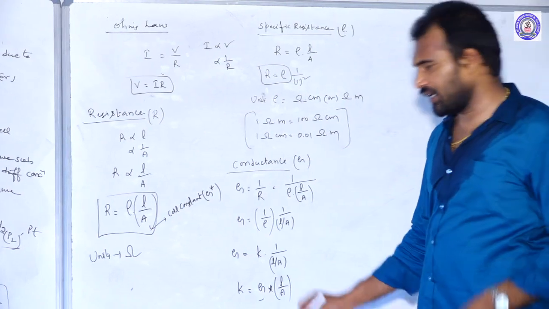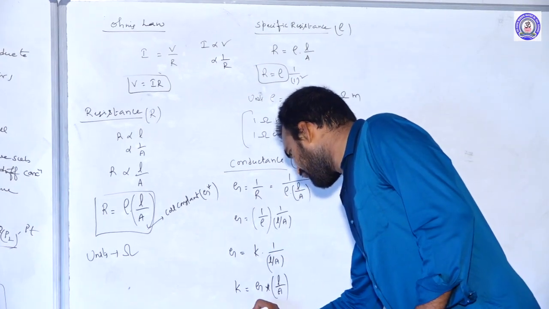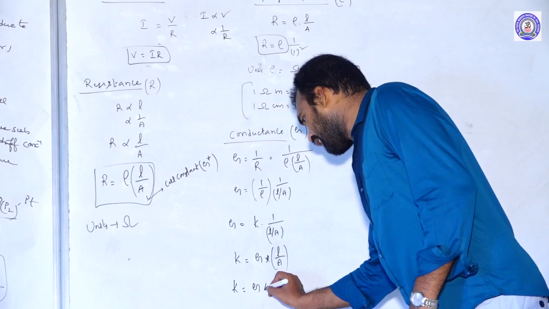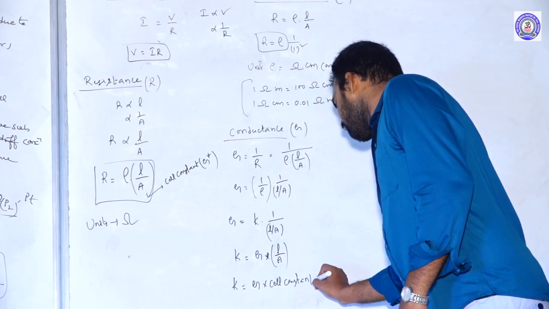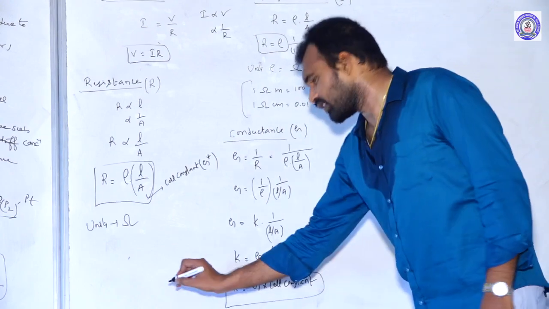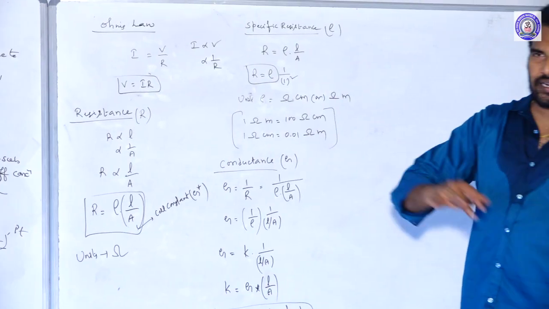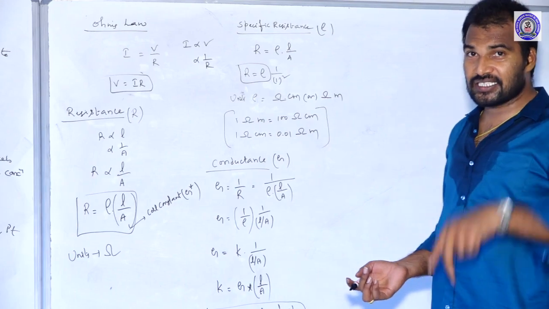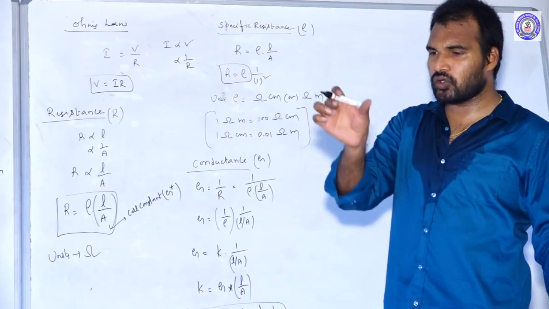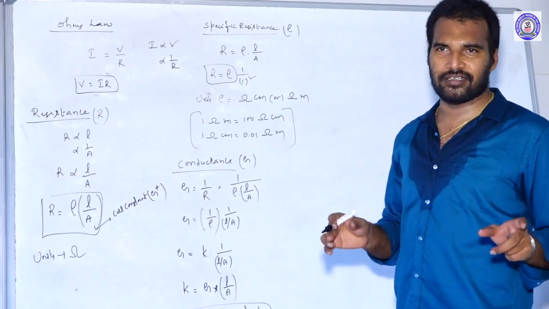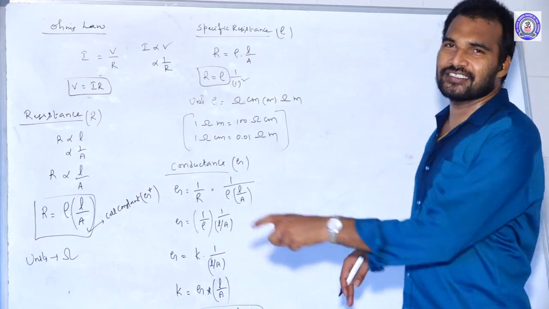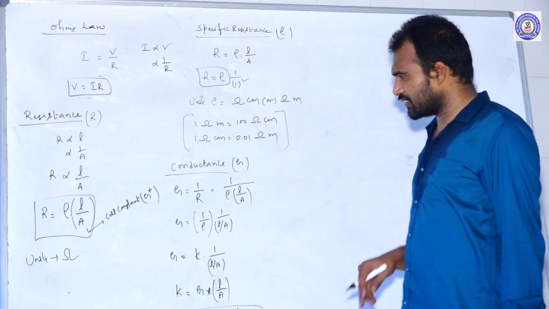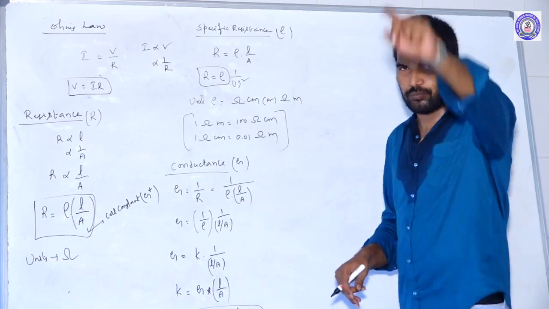Conductance into L by A. From that, what can we write? Specific conductance K is equal to conductance into cell constant. That is the relation between the specific conductance and the conductance. But in case of resistance, resistance is equal to specific resistance into cell constant. In case of conductance, specific conductance is equal to conductance into cell constant. There was a difference, no? You find out the difference between both.